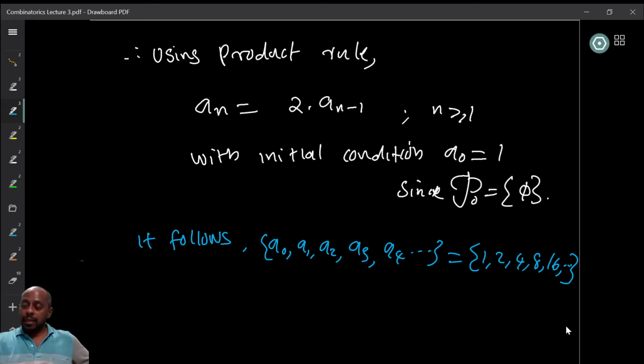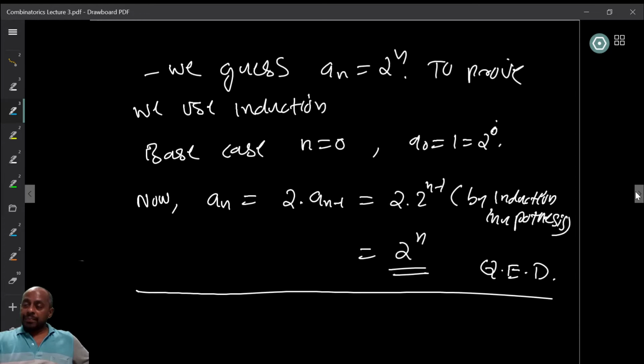So how do we do that? We guess that a_n is equal to 2 raised to n, and to prove it we use induction. The base case is n equal to 0. We already know that a_0 is 1, which is 2 raised to 0 also. So the base case is fine. Now we take the case where a_n is equal to 2 times a_{n-1}, and by the induction hypothesis, a_{n-1} is 2 raised to n minus 1.